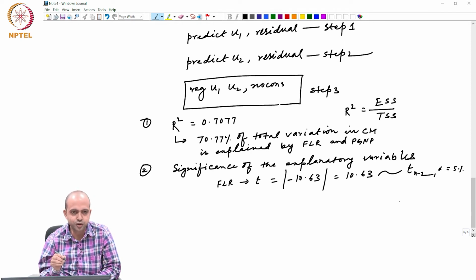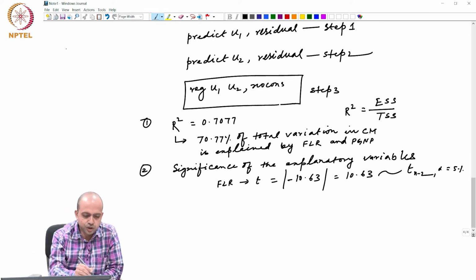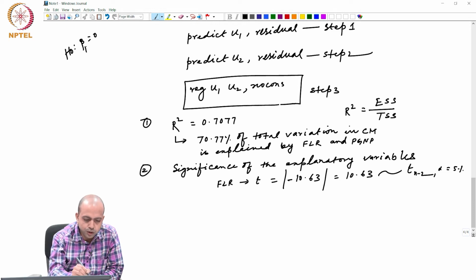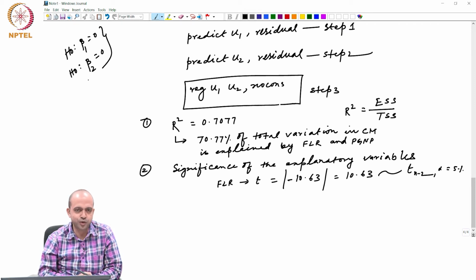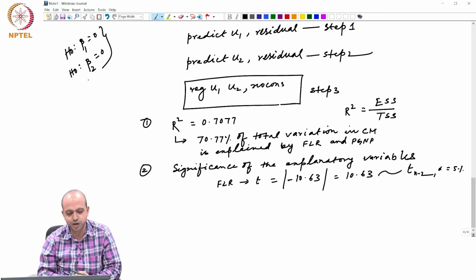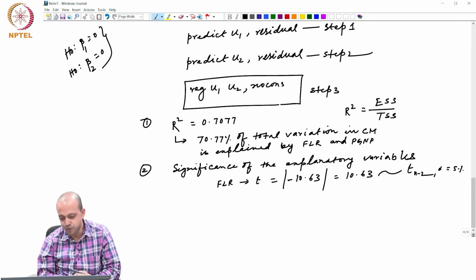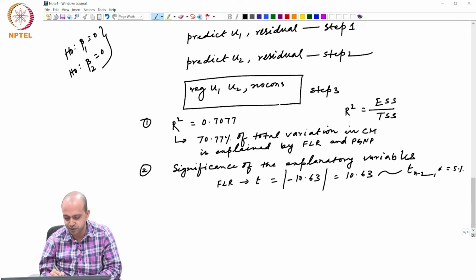What was our null hypothesis? Here we can say that we have two null hypotheses. First one is beta 1 equals 0, and the second null hypothesis is beta 2 equals 0. These are the two null hypotheses. So, that means neither FLR nor Pgnp has any impact on child mortality rate. If this is greater than this, then we have to reject the null. We have to say that yes, FLR has significant impact on child mortality rate. This is by level of significance approach.